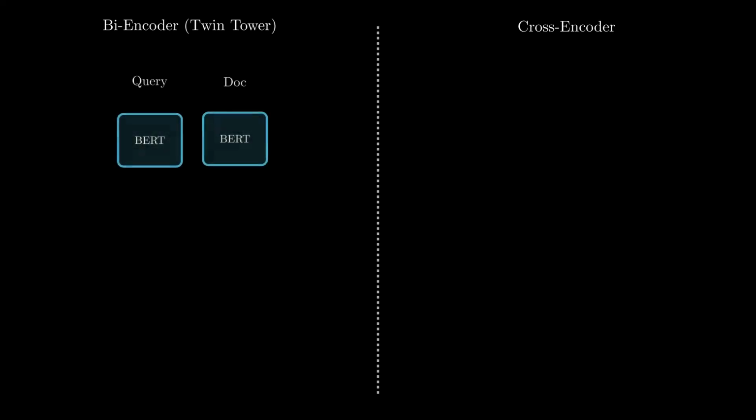To implement semantic search, we rely on two primary architectures. On the left, the bi-encoder, often called the twin tower model, and on the right, the cross-encoder. Most vector databases use the bi-encoder approach. Here, the query and the document are processed completely independently. Notice how we get two separate vectors. Because the document vector doesn't depend on the query, we can pre-compute it and store it for millions of documents. Comparison happens only at the very end, usually via cosine similarity. It's incredibly fast, perfect for retrieval.